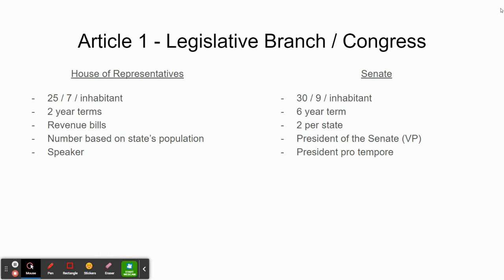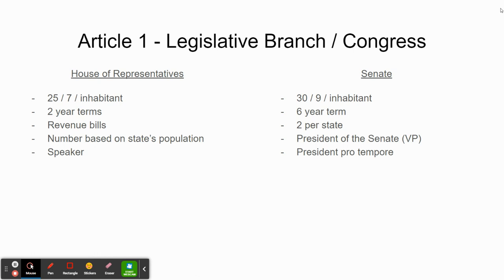The Senate, a person must be 30 years old and been 9 years a citizen of the United States and also an inhabitant of the state from which he was elected. Senators serve a 6-year term. There are 2 per state. They, in the beginning, represented the state. They were appointed by the state legislatures.